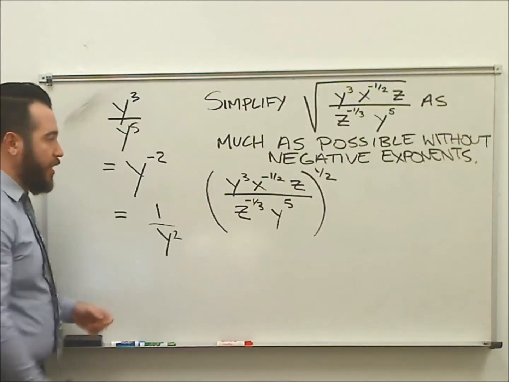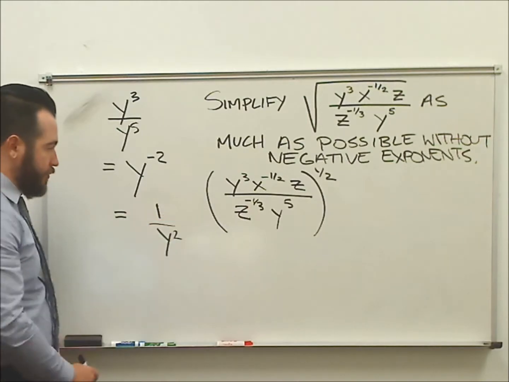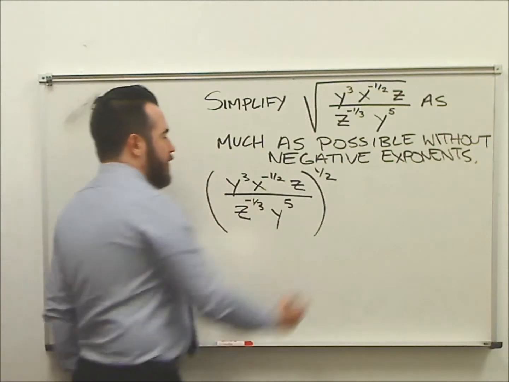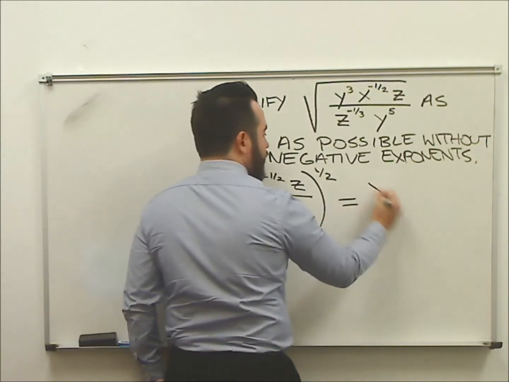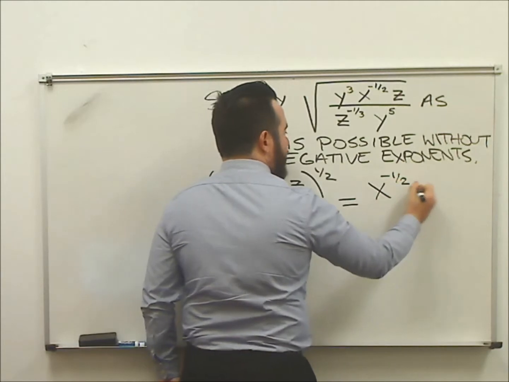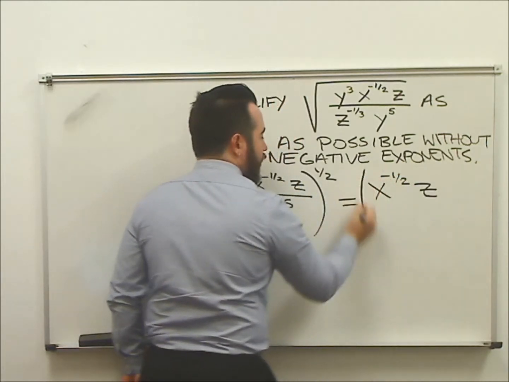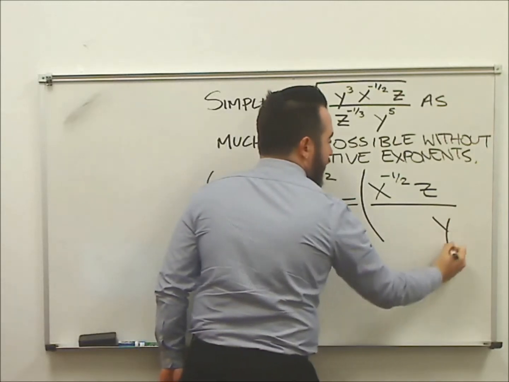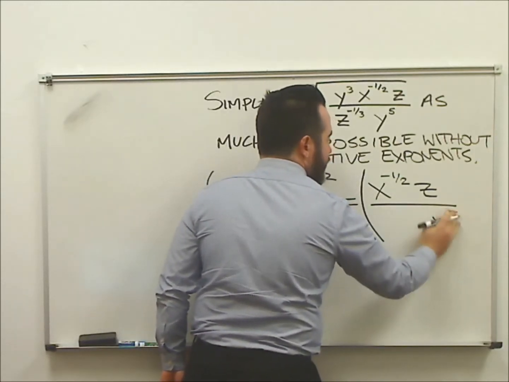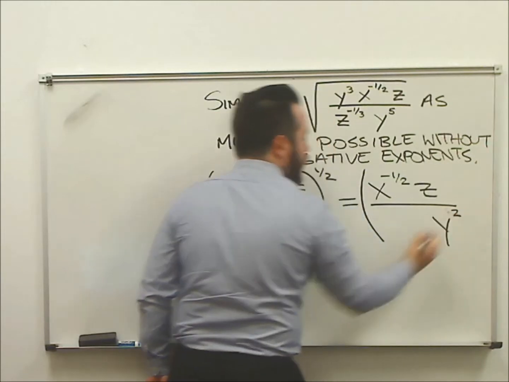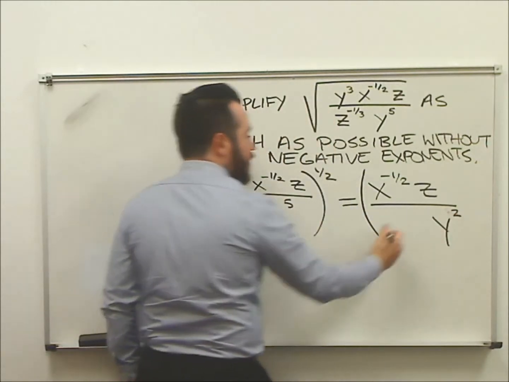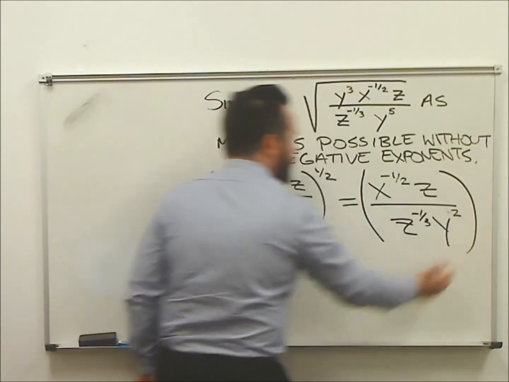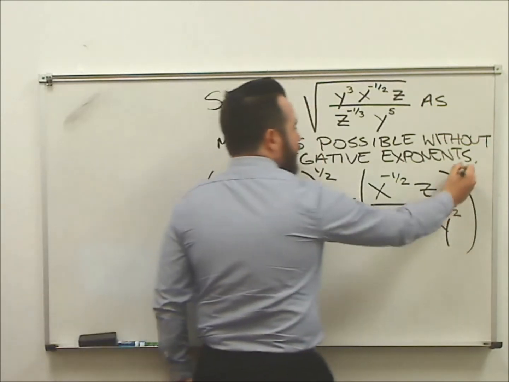Alright, so let's change it in there. So we're reducing y cubed over y to the 5th, and this turns into x to the negative 1/2 z on top. Our y cubed is eaten by y to the 5th, which turns into y squared, like we just showed. And then we have z to the negative 1/3. And all this is to the 1/2.